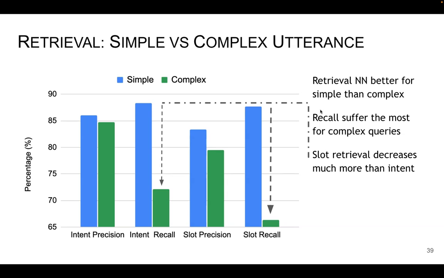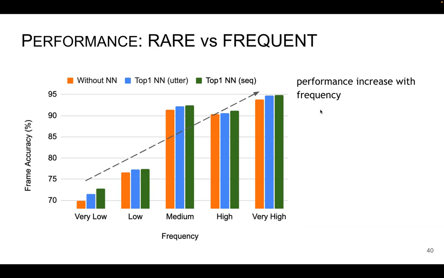So slot retrieval was much more improved than the intent, which is expected because the intents are limited and slots are much more numerous than the intents. But there can be some structure constraints which can be put in to make this work, which we are leaving for future work to explore.